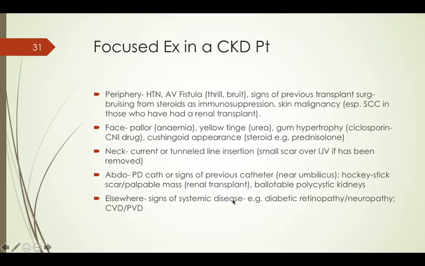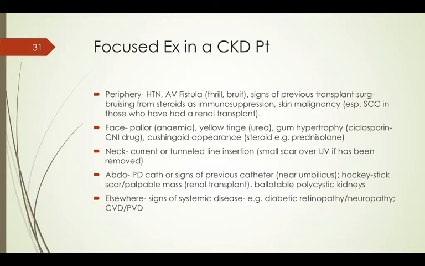So a bit of a more focused examination now when we're thinking about the renal system. If patients are on things like dialysis, we may want to have a look for AV fistulae in the arms. Do they have any signs of previous transplant surgery?